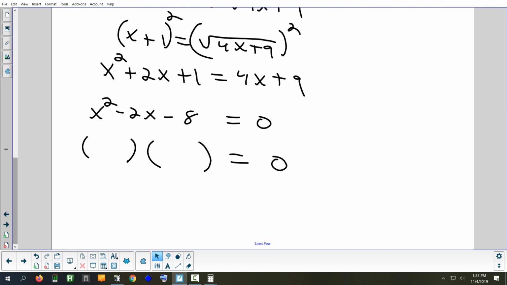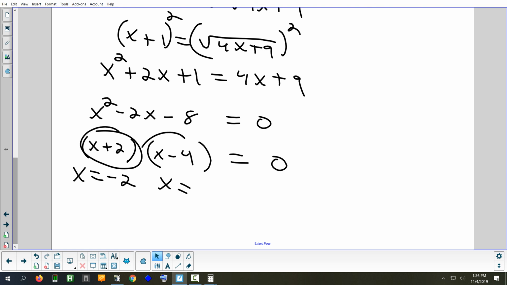How's that going to factor? X plus 2, x minus 4. Check it. X squared minus 4x plus 2x. Yep, minus 2. 2 times negative 4, negative 8. So what would make this factor 0? Negative 2. What would make this factor 0? 4. So let's make sure they both work.